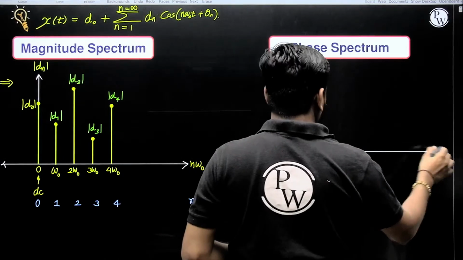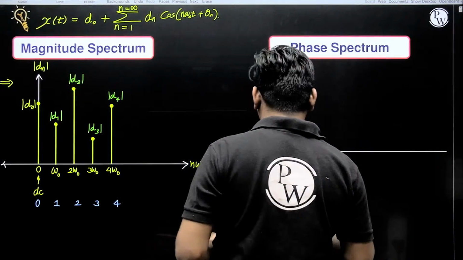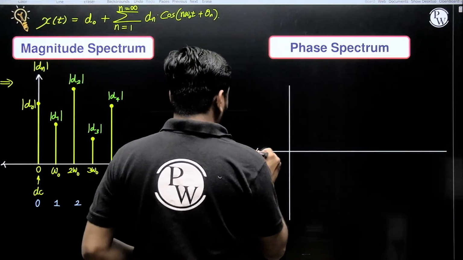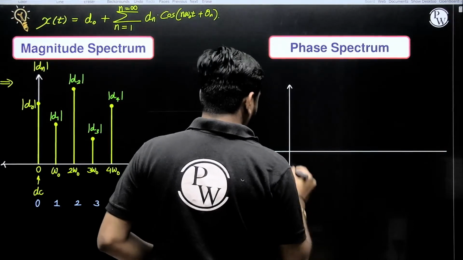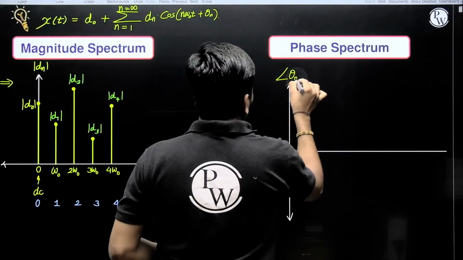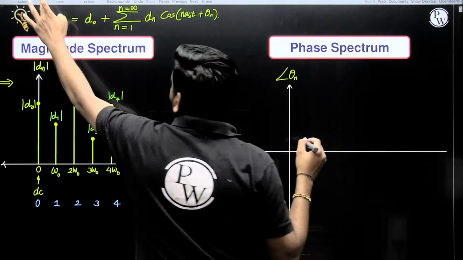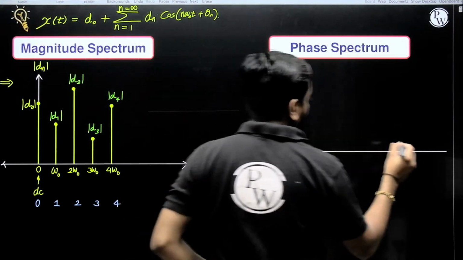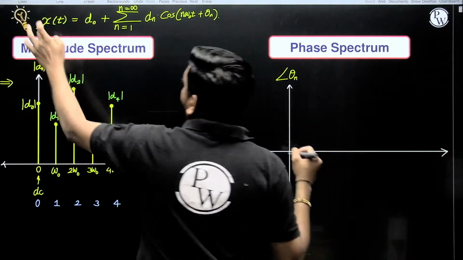Now phase can be positive or it can be negative, guys, for this thing. Phase can be positive, can be negative. Here also I am writing n omega 0.